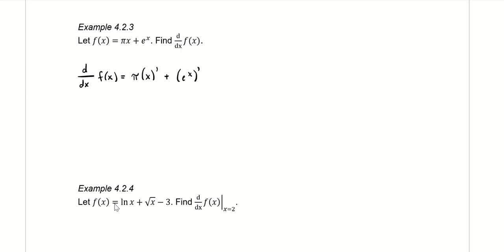And actually, let me be consistent with my notation here. We started with Leibniz notation. Let's keep using it. Again, just to emphasize it's the same thing. So I'm taking the pi out, and I'm taking the derivative with respect to x of x plus the derivative with respect to x of e to the x. So same meaning as those apostrophes, just with different notation.